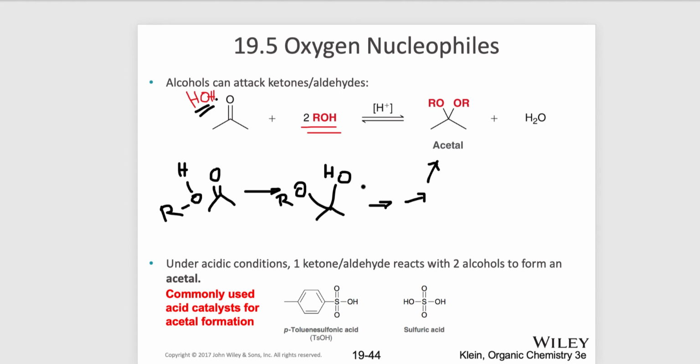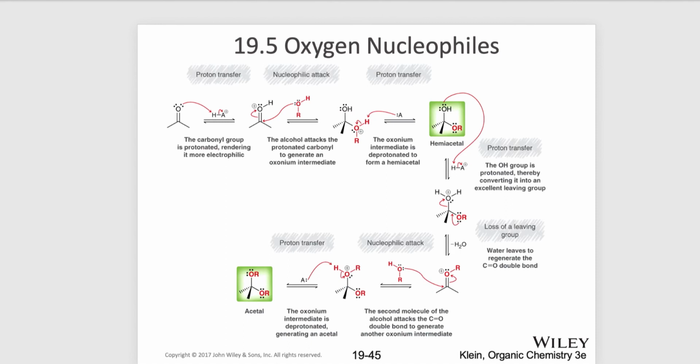Under acidic conditions, one ketone or aldehyde reacts with two alcohols to form an acetal, which is shown here, and this is the hemiacetal. This reaction needs acid as a catalyst. Two possible reagents that can be used are para-toluenesulfonic acid, or TsOH, which is a delivery system for a proton, or sulfuric acid. So that's another possibility.